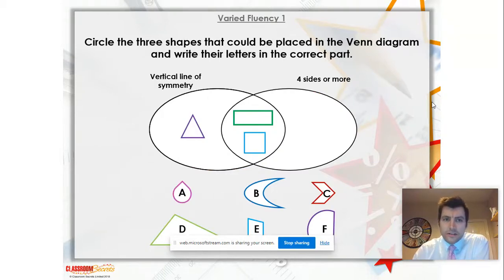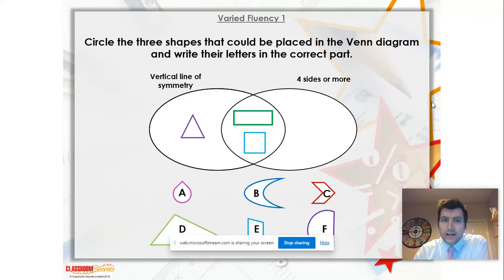Next up, we've got to think about which 3 shapes could be placed in this diagram. It's called a Venn diagram, and what it shows in those two oval shapes is things which have one feature, another feature, or both of the features. So we can see that the purple triangle has a vertical line of symmetry. We can see that the green rectangle and the blue square in the middle have 4 sides or more and a vertical line of symmetry.